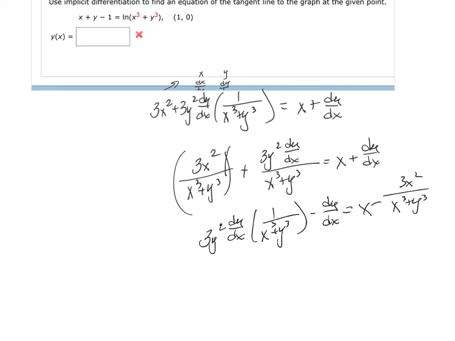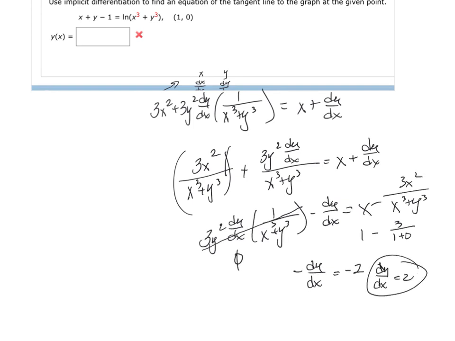So for instance, y is 0. So this whole term will become 0. And then this becomes 1 minus 3 over 1 plus 0. So this becomes negative dy over dx equals negative 2. dy over dx equals 2. Final equation: y equals 2 times x minus 1 plus 0.